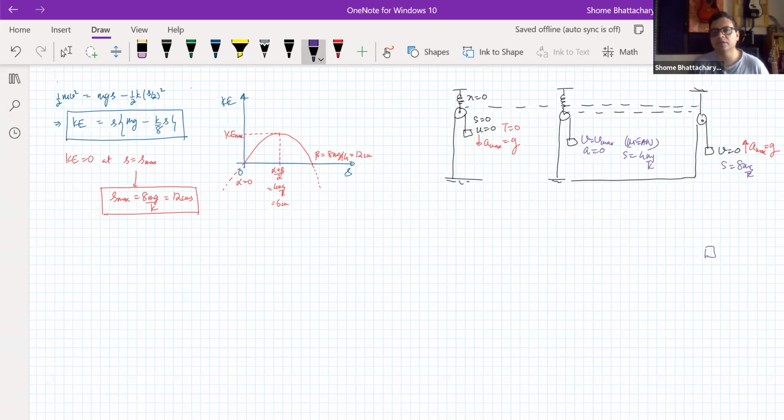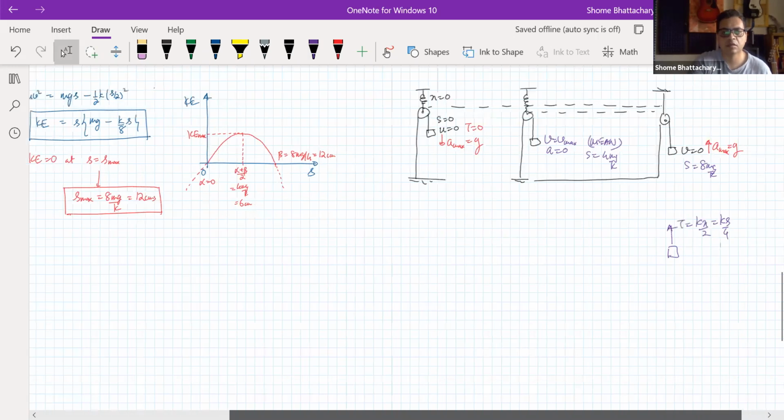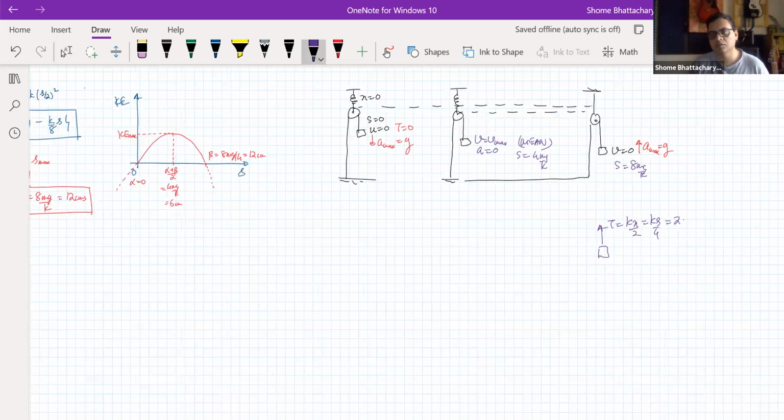At that position, if you look at the free body diagram, the tension was kx/2, or ks/4. So the tension at the lowest position is actually double the weight: 2mg. That is why it has an upward acceleration of this maximum tension at the lowest position minus mg, which comes out to be g upwards. So there's that symmetry.